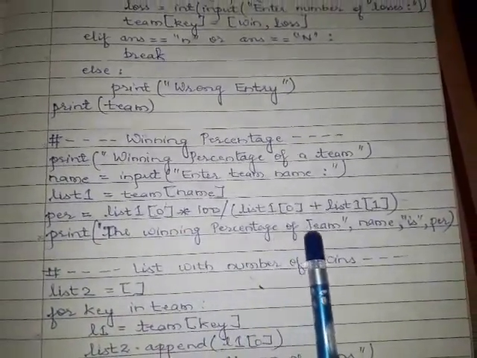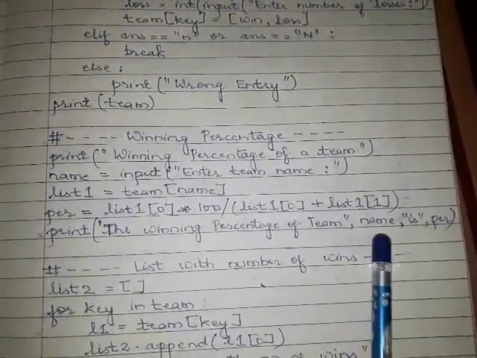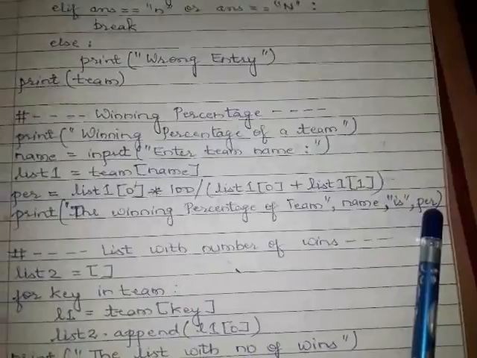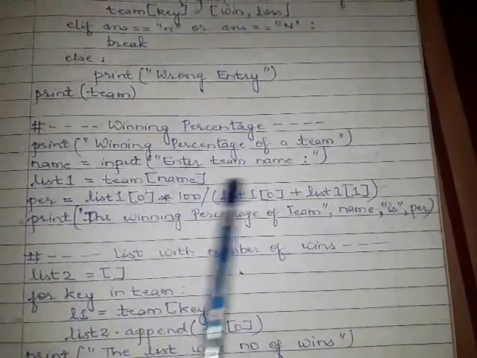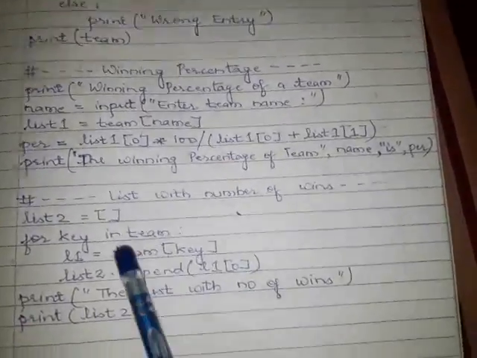The winning percentage of a team and the name of the team is displayed. What the user has given is the value of the percentage. So this is the way to display the winning percentage of a particular team that the user has given from the dictionary.